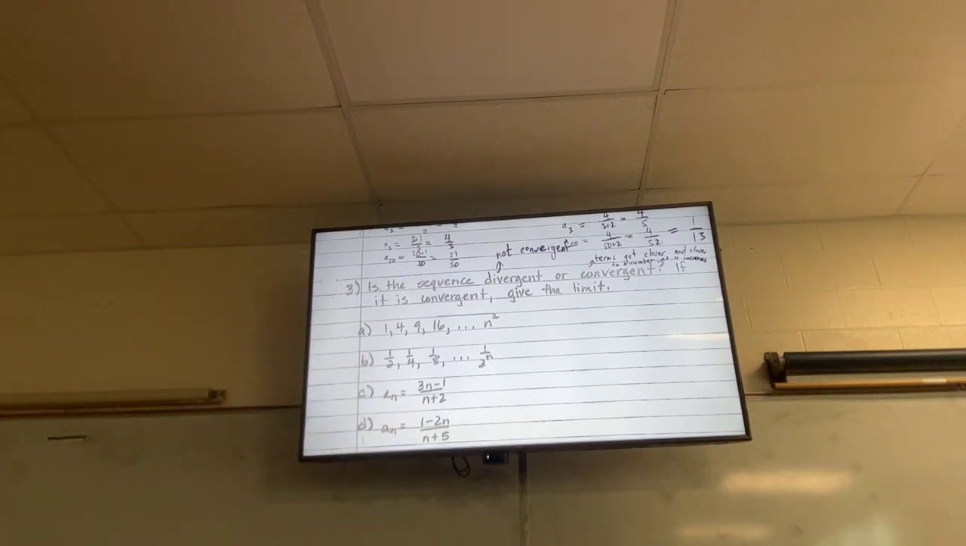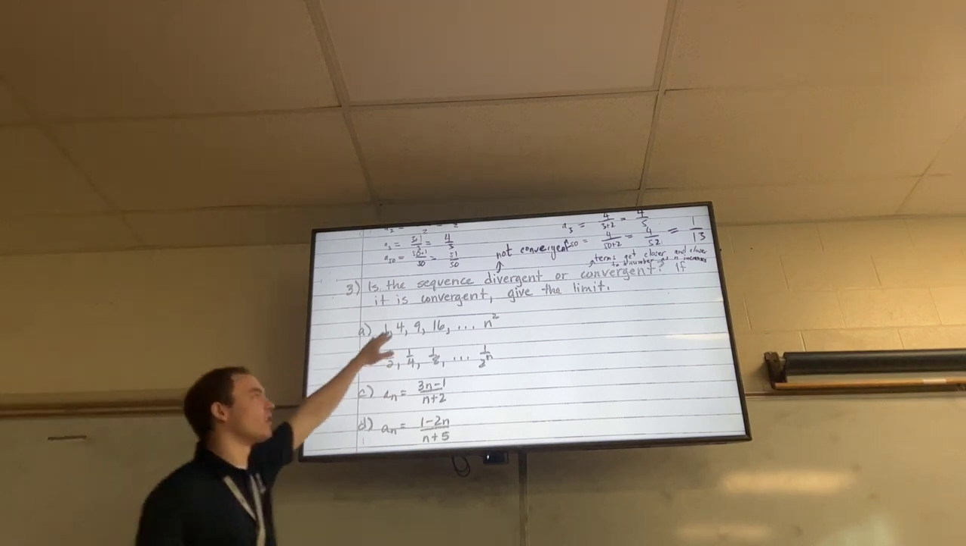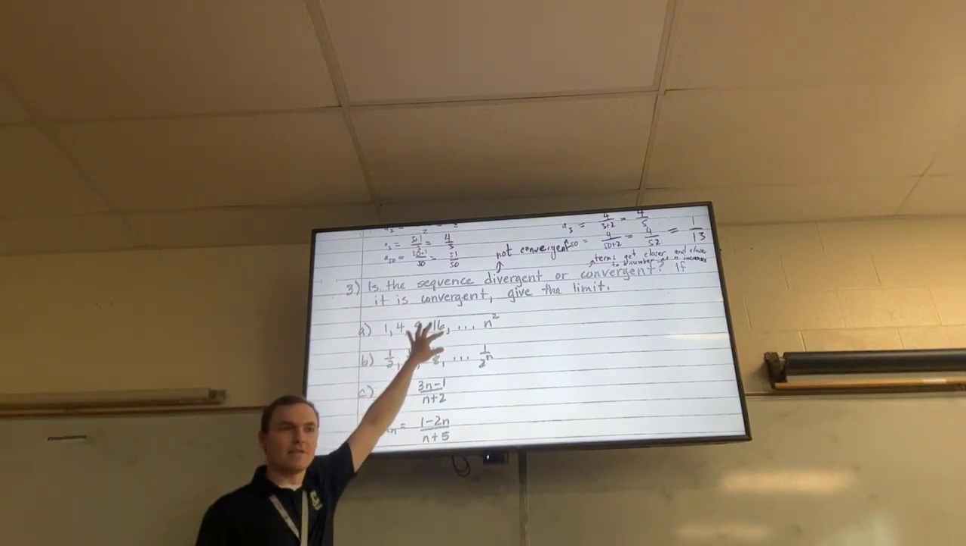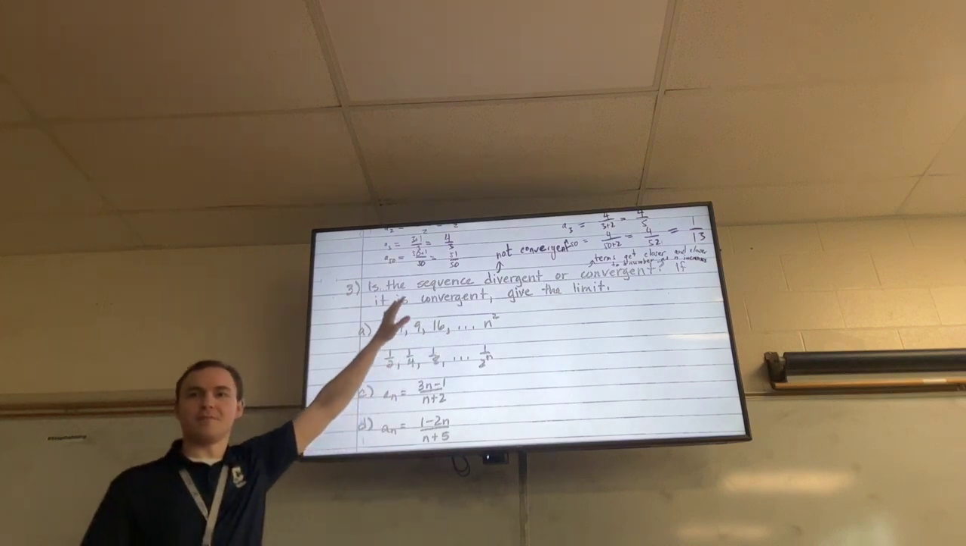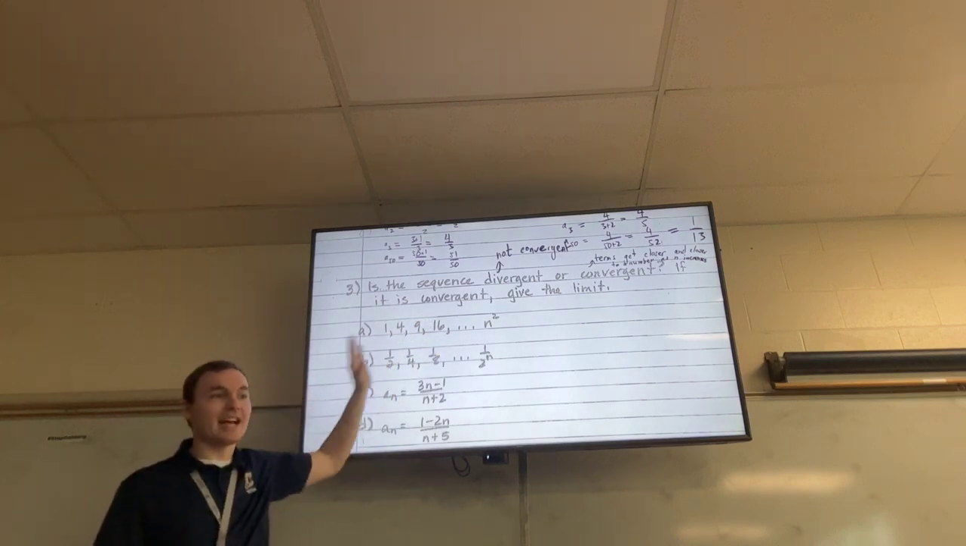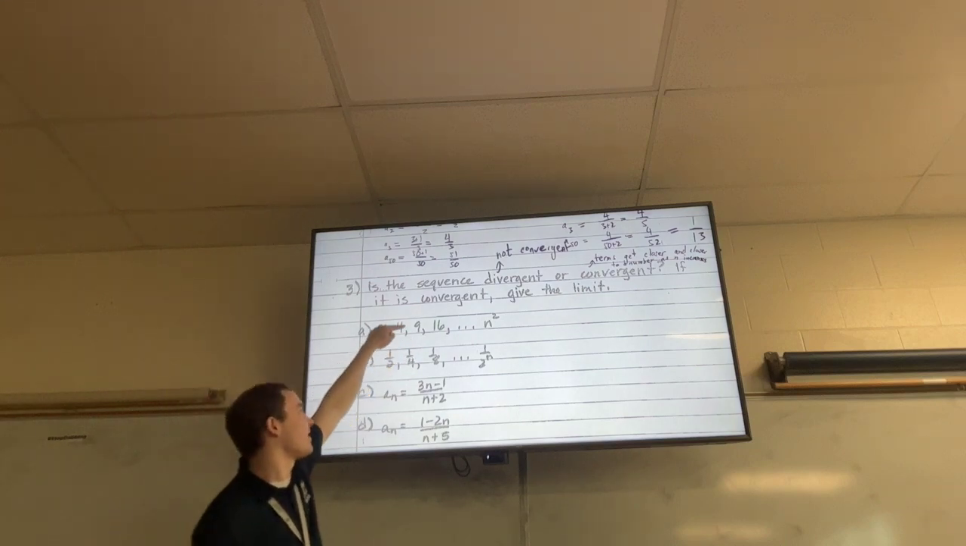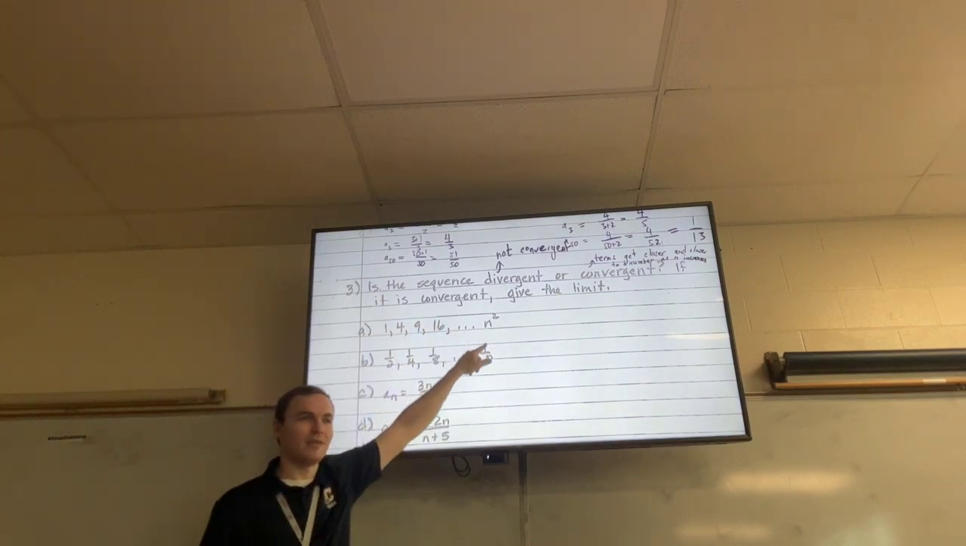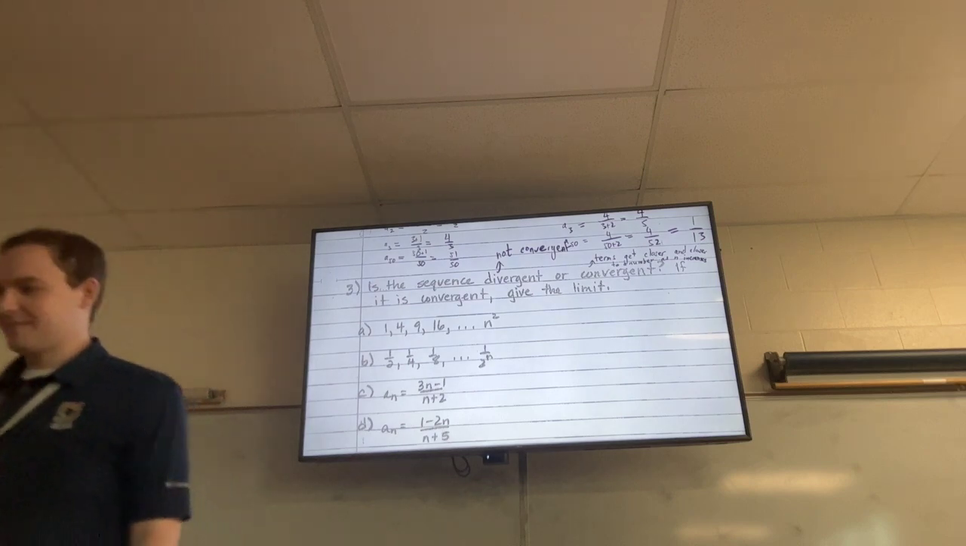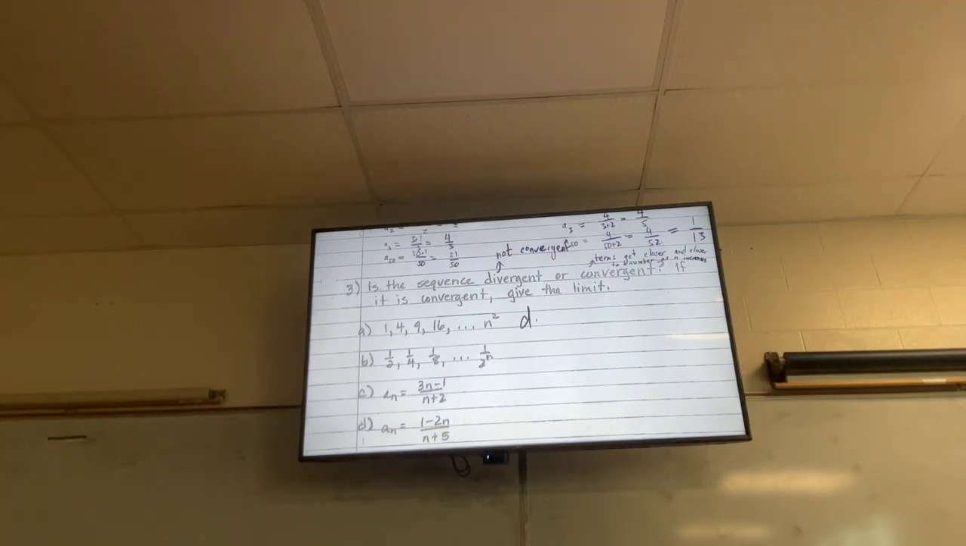Okay, so right here, is this sequence convergent or divergent? Why do you think it's divergent? Sure, it's always going up. Let's ask ourselves, is there a number that they're always getting closer and closer to? No, so it's divergent. It goes to infinity.